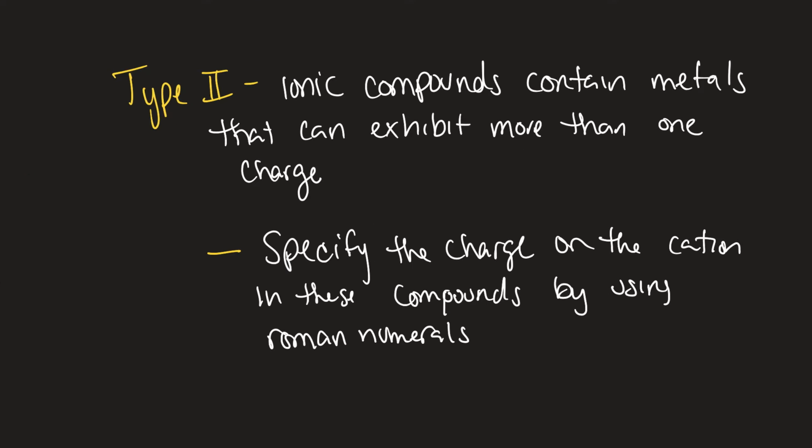For type 2, remember, ionic compounds contain metals that can exhibit more than one charge. So the charges of these metals vary. What you will do is, in the name itself, specify the charge of the cation using Roman numerals. For example, let's say we have CuCl2. First you need to figure out the charge of copper. The best way to figure this out is to use the anion to guide you. What we do know is that the overall charge of this compound is 0.